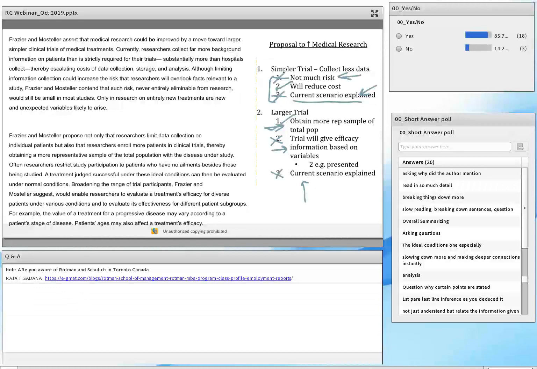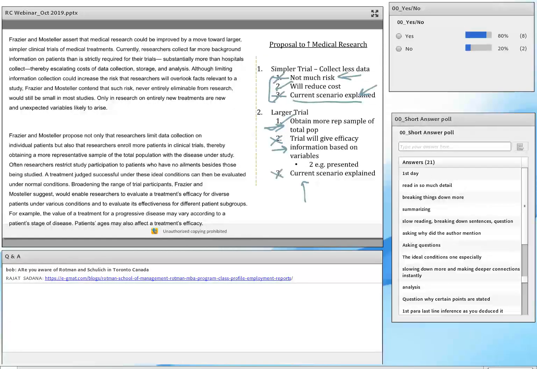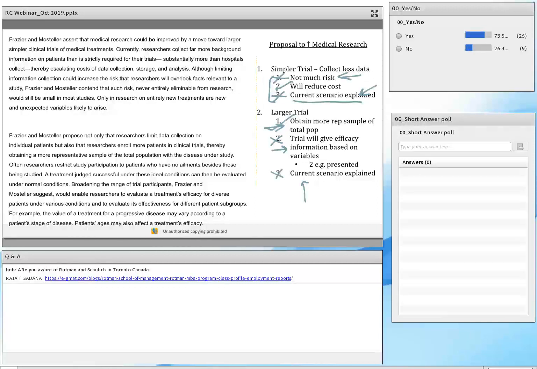Good. Now let me ask you one more thing. How long have you been preparing for RC? More than 2 weeks? Yes or no? Okay. How many RC passages have you solved so far? Give me a number, 10, 20, more than 50. Too many to count. Okay.